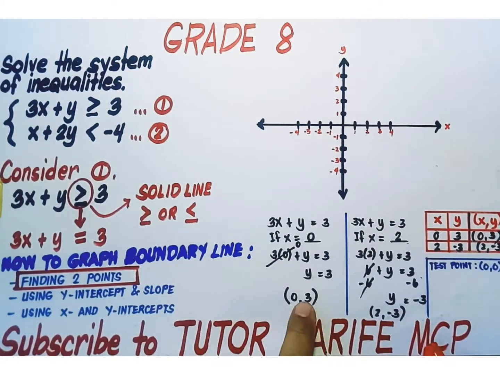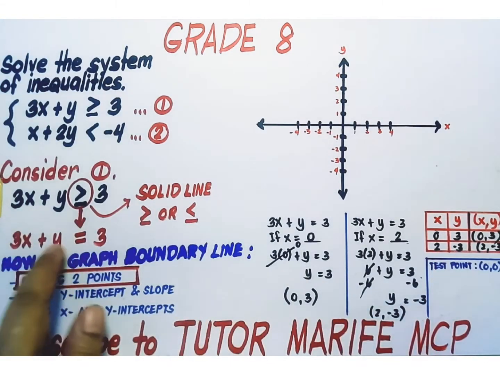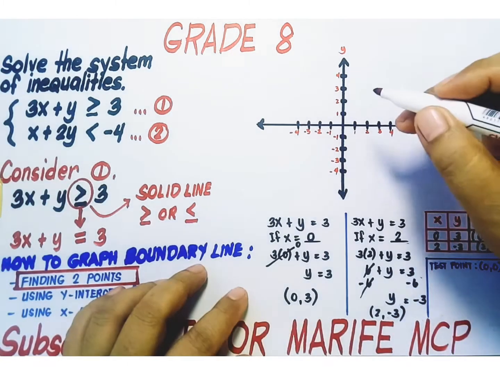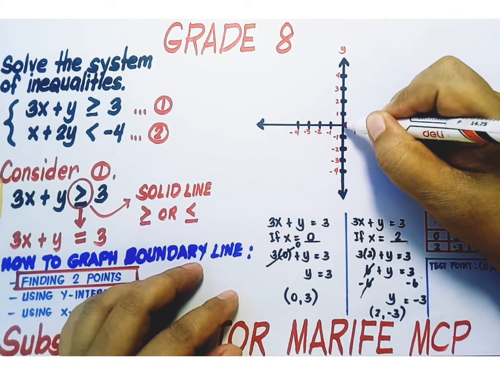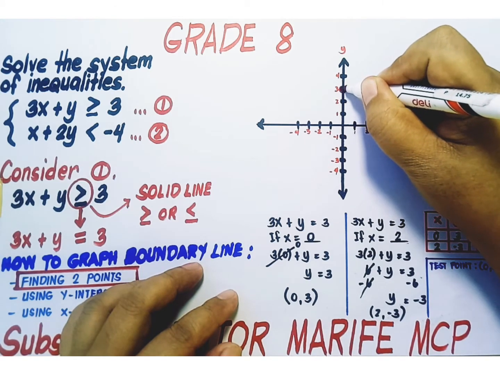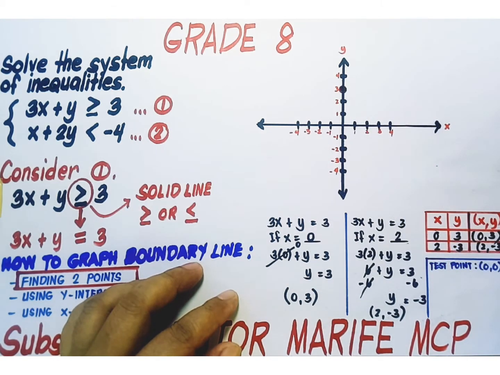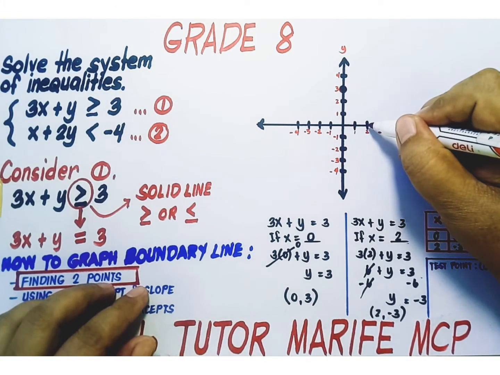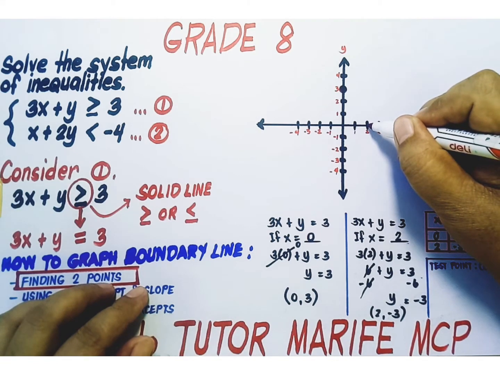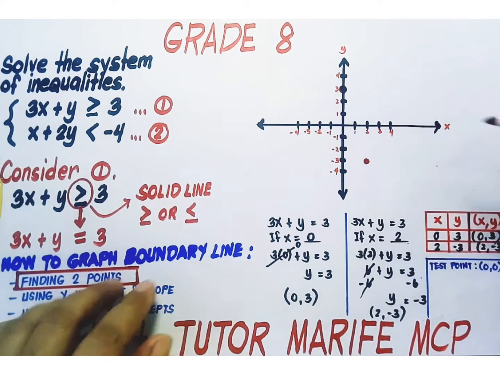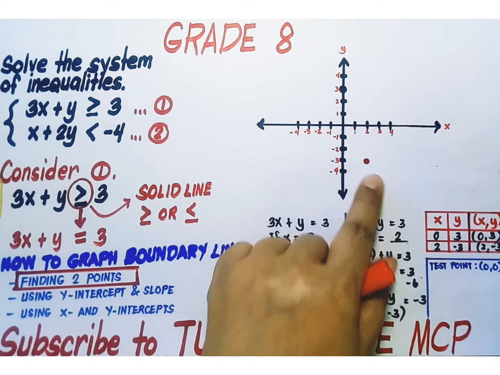Let's now plot our 2 points and sketch our boundary line 3x plus y equals 3. Our first point is at 0, 3. Let's plot it. X coordinate is 0, y coordinate is 3. This is our first point. Our second point is at 2, negative 3. X coordinate is positive 2, y coordinate is negative 3. This is our second point.